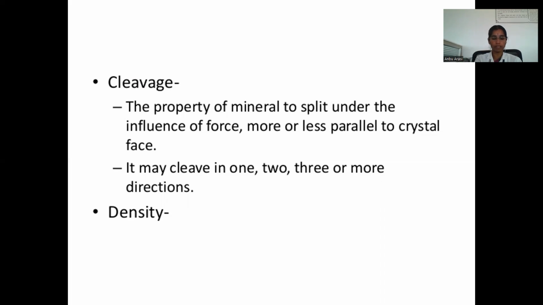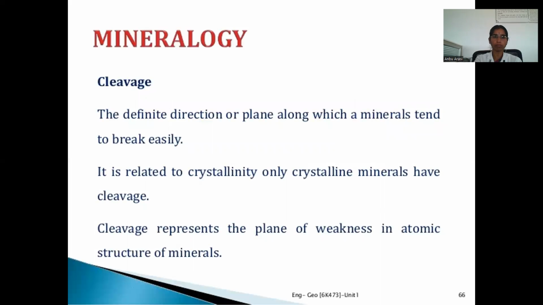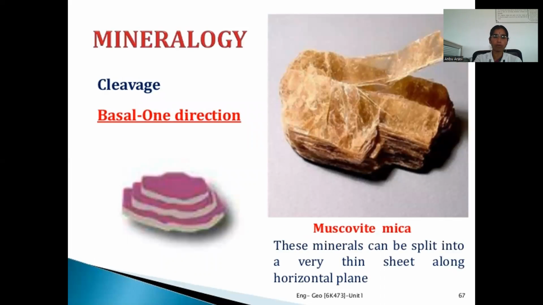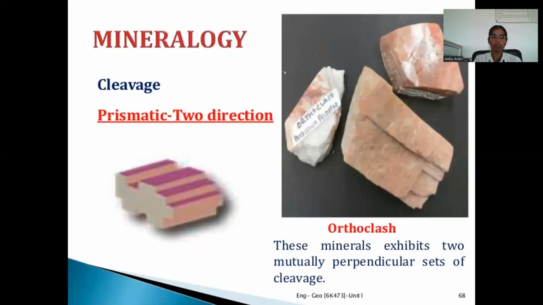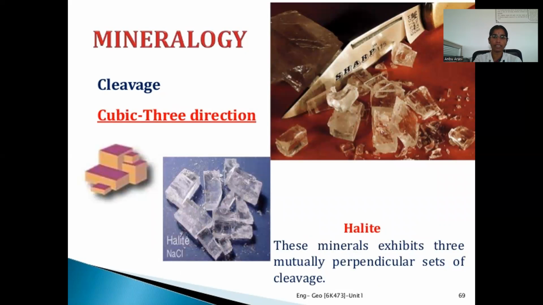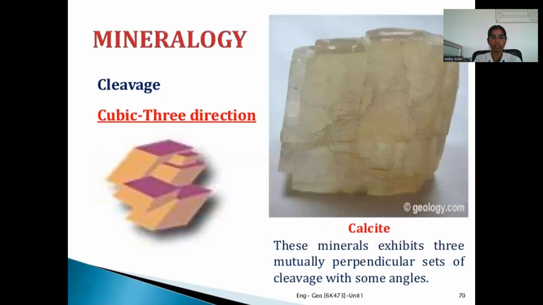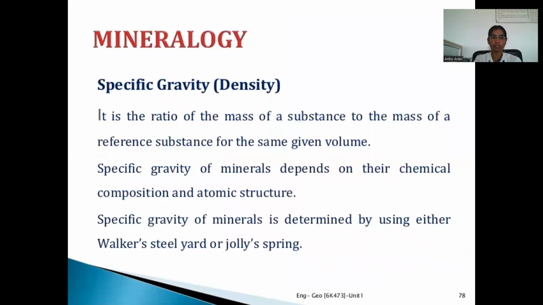Next property is density. These are some examples of cleavage. In one direction, muscovite mica; prismatic, two directions, orthoclase; and cubic, three directions, for example halite. Three directions is also the example of calcite.